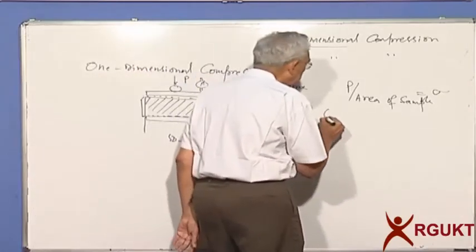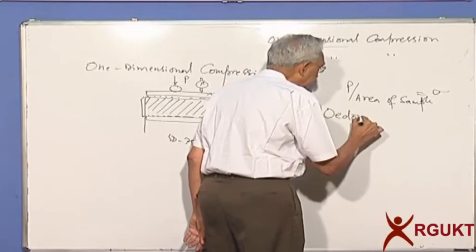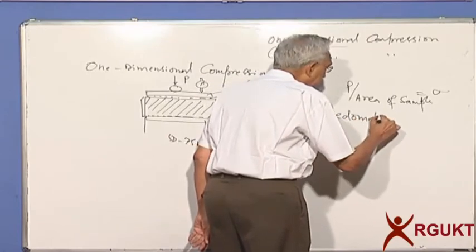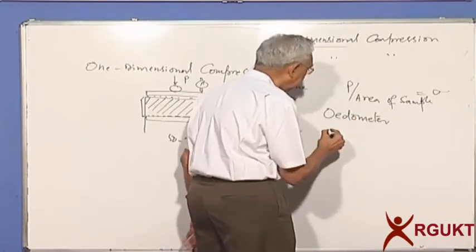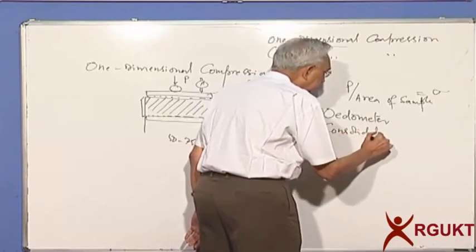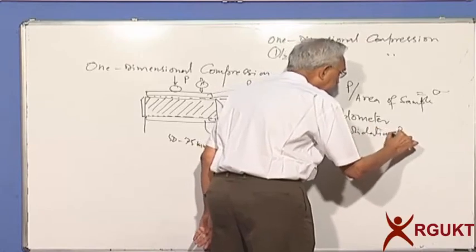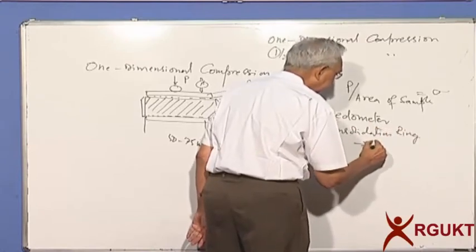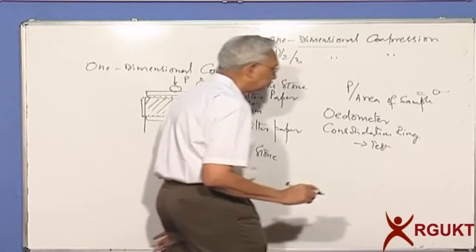The actual equipment is called odometer, but for some historical reason, this is called a consolidation ring or apparatus. Consolidation test, you can say any one of them.